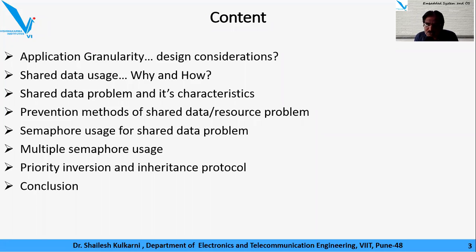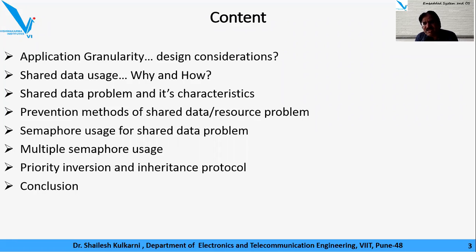Then, as one of the usages of the semaphore is to get rid of the shared data problem, we'll see how semaphores are used for resolving the issues of the shared data problem. Then, when we are using multiple semaphores, how is that usage to be made, and because of which some issues like priority inversion arise, and how that priority inversion would be taken care of by a priority inheritance protocol. This is the discussion that we are supposed to make in today's discussion.